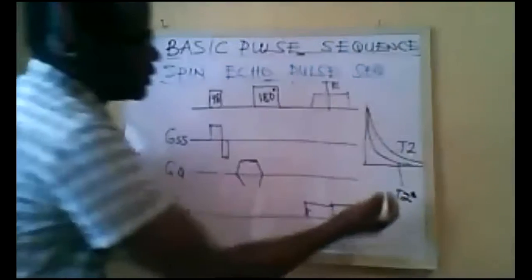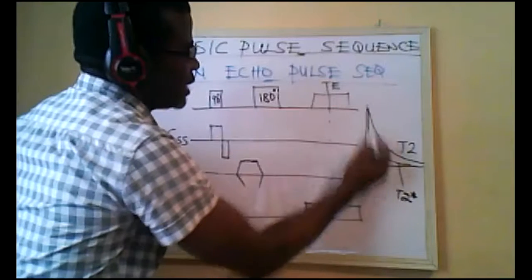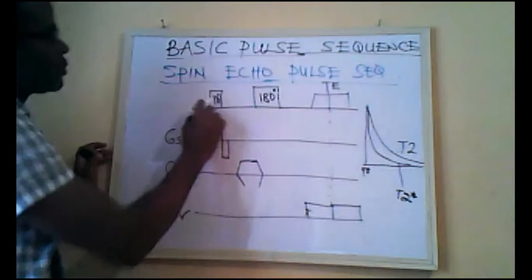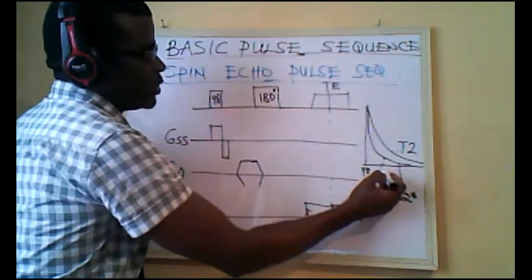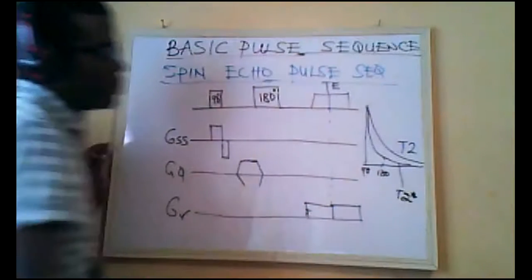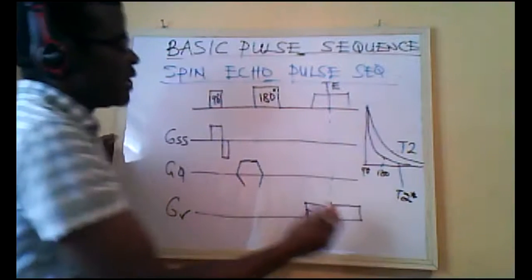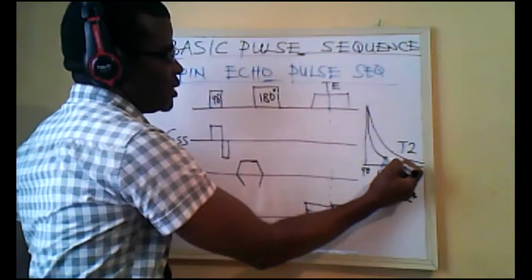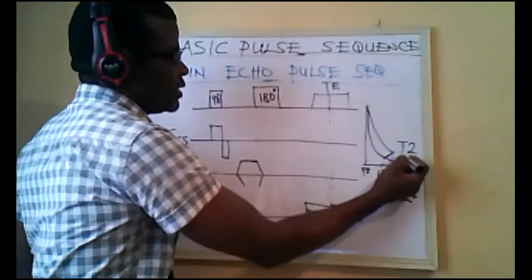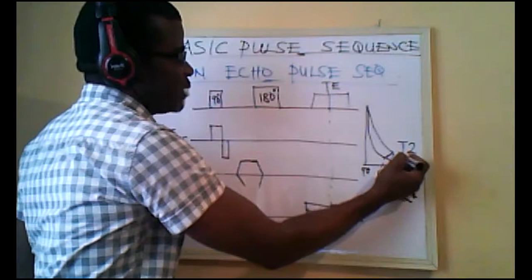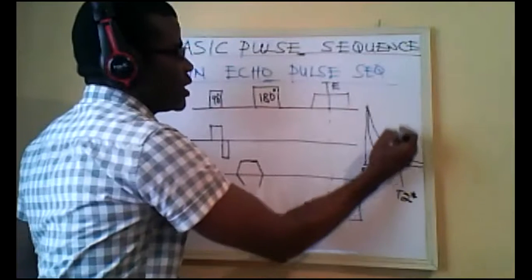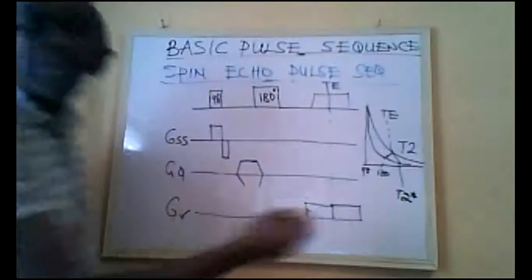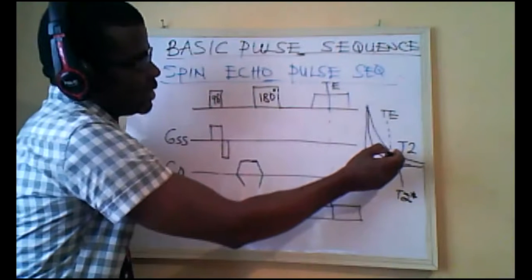Why? How? Because let's say at this point we switch off our 90 degree pulse. We now apply our 180 degree pulse at this point. What this does is that it now makes this one grow. It grows until it gets to this same point and then begins to decay. So this is the point where we measure our signal. It will have a maximum signal at this point.